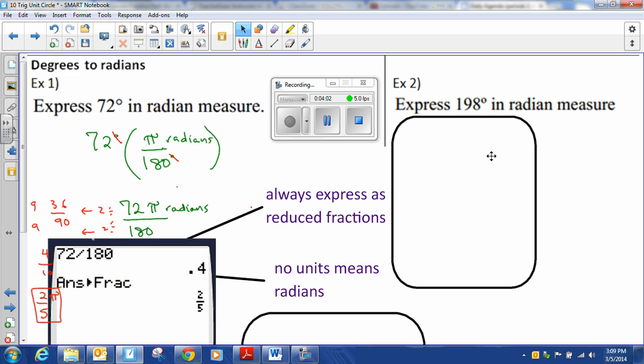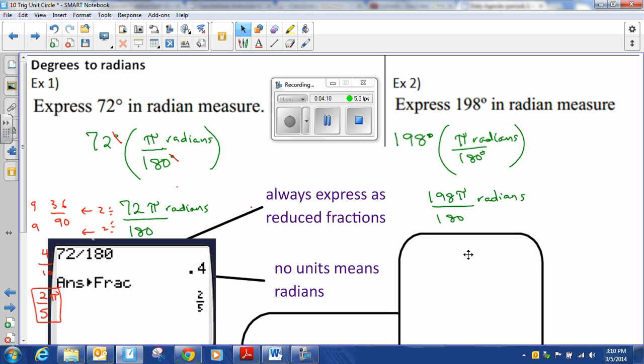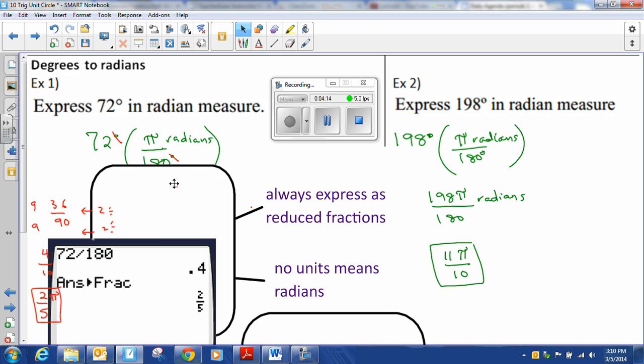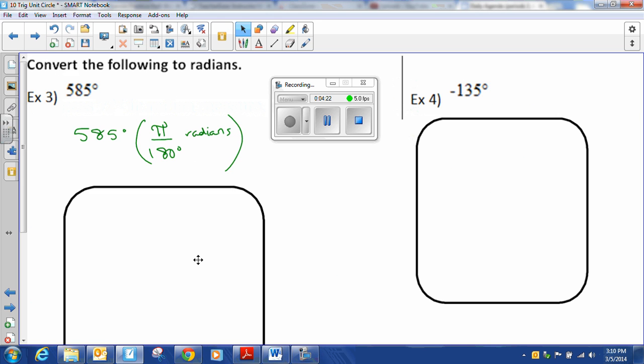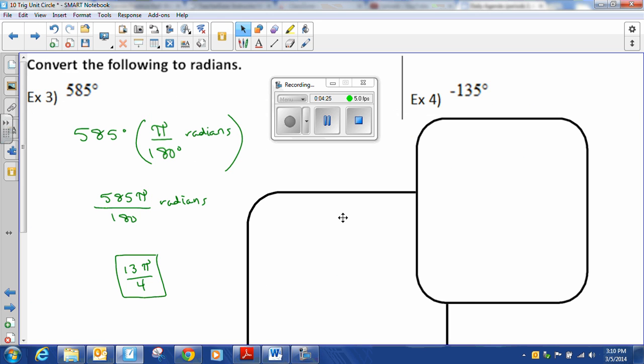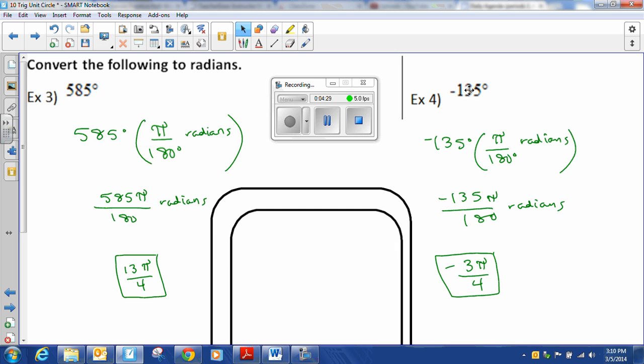Let's go and take a look at example 2. 198 degrees times pi radians over 180 degrees. The degrees cancel out. We're left with 198 pi radians over 180. Final answer is 11 pi over 10. Notice that there's no units down here. No units means radians. Here's example 3. Example 4, even though it's negative degrees, you do it the exact same way.